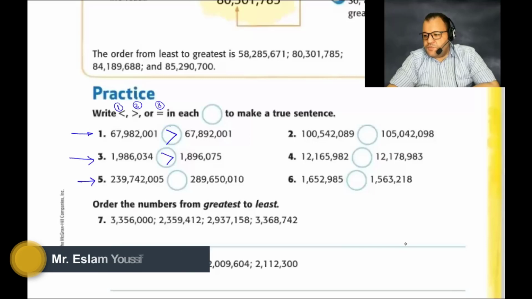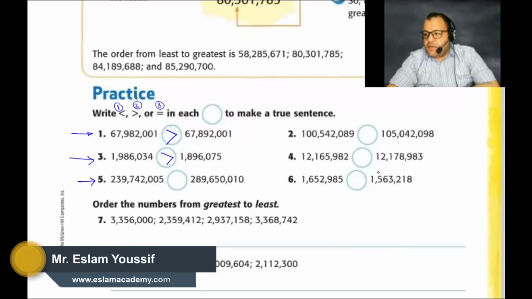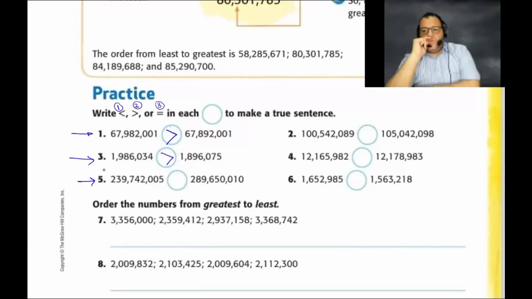Number five. Habib, welcome. Malik, can you solve this one with me? Number five. Read the two numbers, then compare. 239,000,000. 742,000. Five. Five only, not 500. Number two, the second number. 289,650 million. So we'll choose sign number one, which is smaller than.